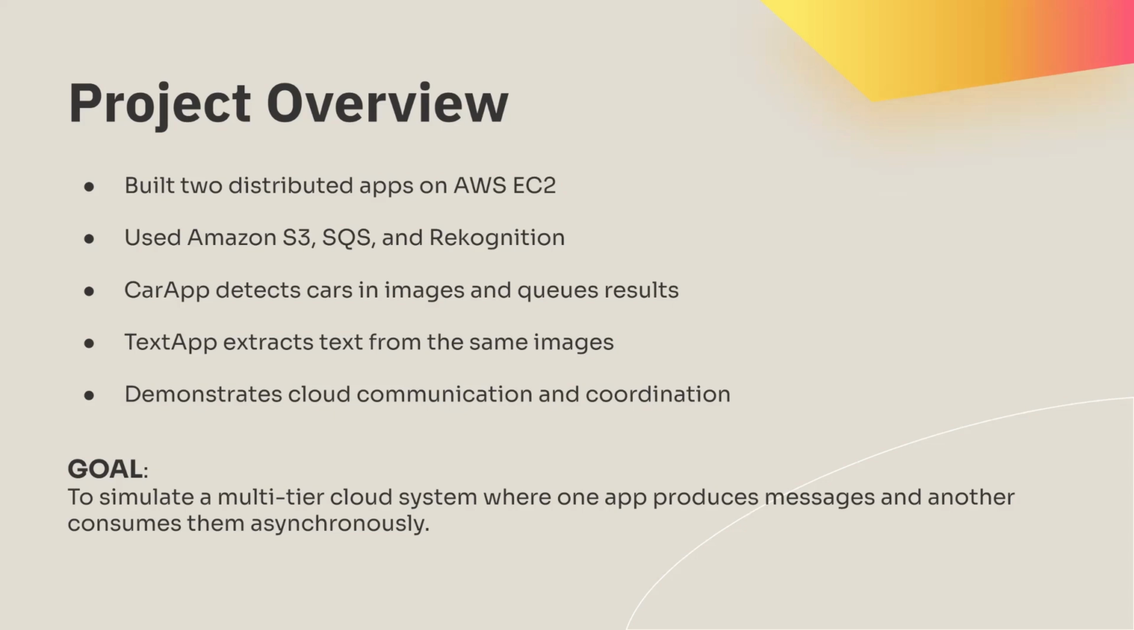In this project, I implemented two coordinated Java applications named CarApp and TextApp, which each run on separate EC2 instances. I then incorporated the use of three different Amazon services: SQS for communication between the instances, S3 for storing the images prior to processing, and Rekognition for car and text detection.